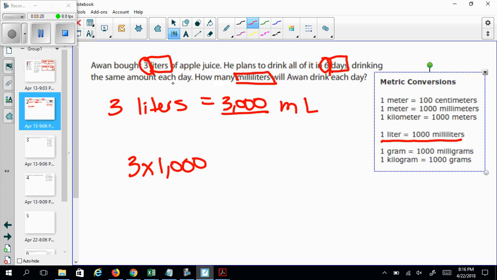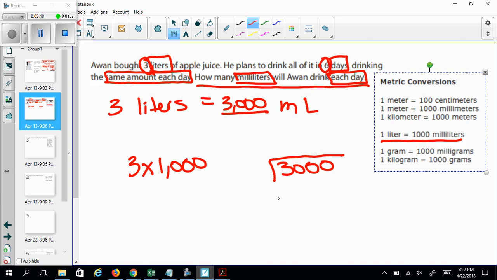The problem is, how many milliliters will Awan drink each day? Okay, so he wants to drink the same amount each day. Now, all of this tells us that we have to do what to the 3,000? Is it add, subtract, multiply, or divide? We're going to have to divide. So I need to take the 3,000 and I need to divide it. And the number that I'm going to divide it by is 6 for 6 days, because I want to know how much he's doing for each day. How much is he going to drink for each of the 6 days? So I'm going to divide by 6.